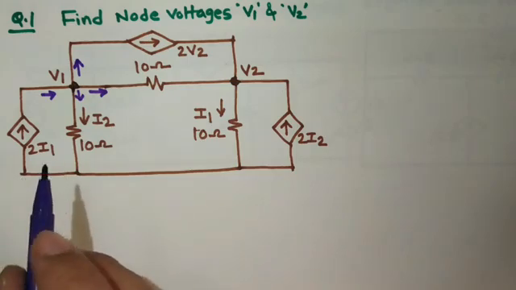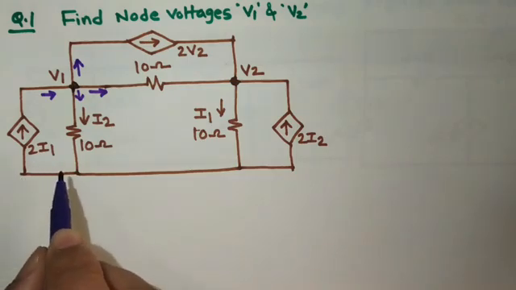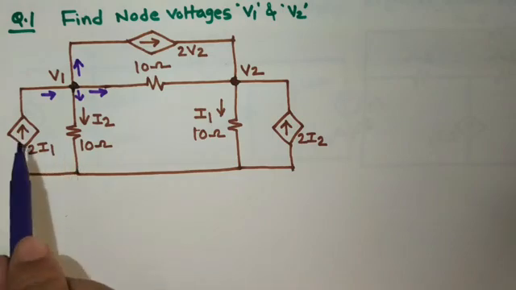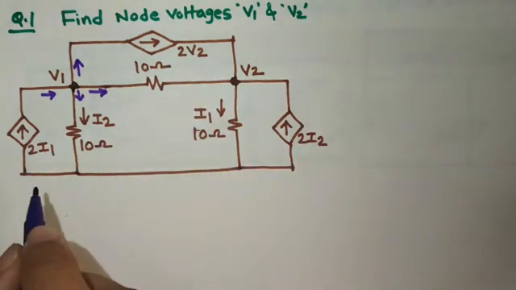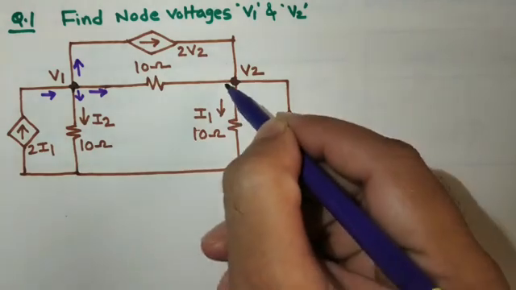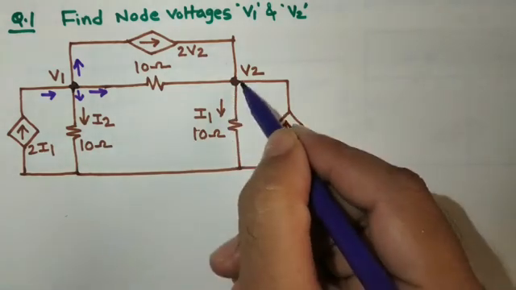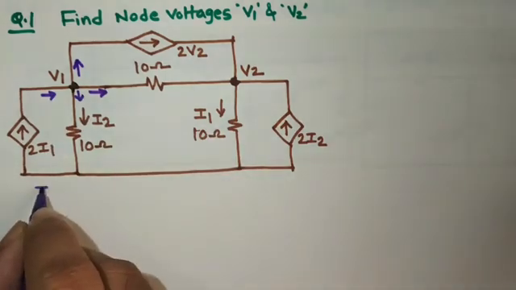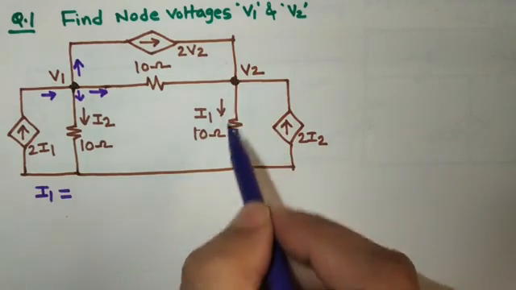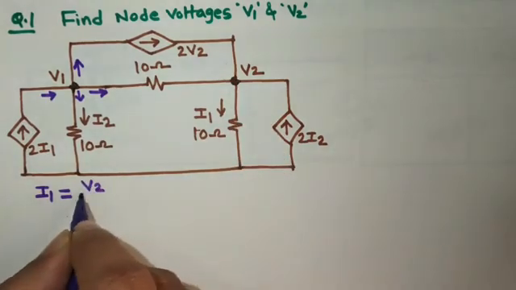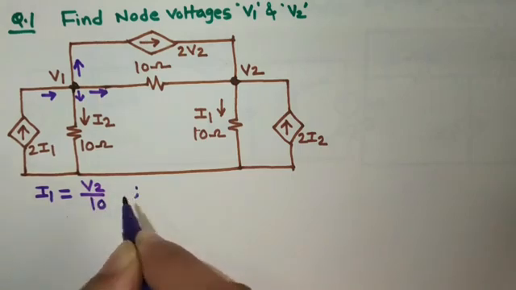Before that we will write down the equations of the controlling parameters. So the controlling parameters with us are I1, I2 and V1. So what is I1 basically? I1 is the current flowing through this branch, which is V2 upon 10. So I can say that the first controlling parameter I1 is the voltage V2 divided by the resistance, that is V2 upon 10, in terms of node voltages.